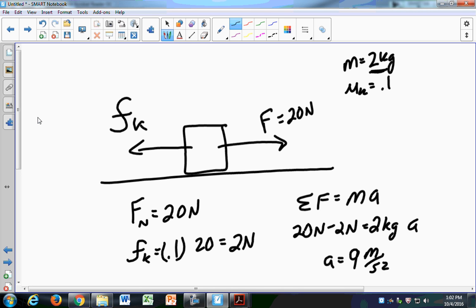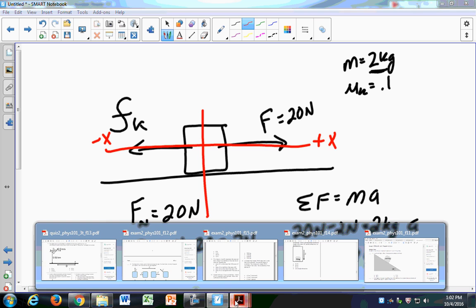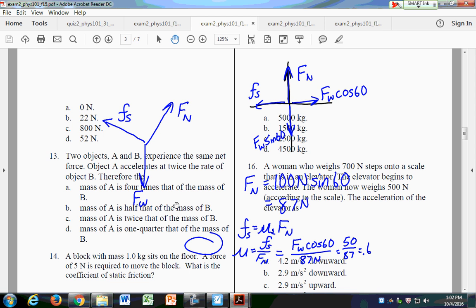Number 21. What, that's at 15, right? Yes, sir. Quick question real fast though, I know it's the summation of the forces, but we're subtracting because the Fk is in the opposite direction, correct? Right, yeah. So if I draw my coordinate system, this is plus x, this is minus x.